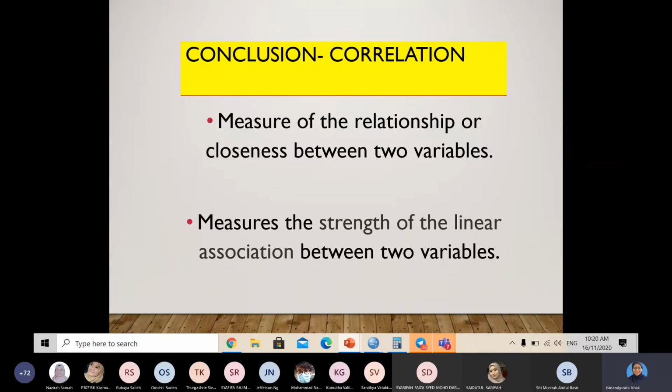Okay. Any questions? How to do the partial? I said that you have bivariate and partial. That one I will cover in the SPSS lab. I will show you. Any question from this topic?